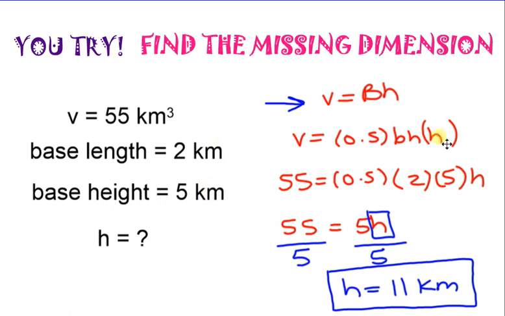When I expanded out the formula, I got 55, which is the volume, equals 0.5 times 2 times 5, which is the base and the height of the triangle, times h, because I don't know the height of the entire shape. When I simplified, I got 55 equals 5h, box my variable, and divide by 5 on both sides, and I get that the height of the entire prism is 11 kilometers.